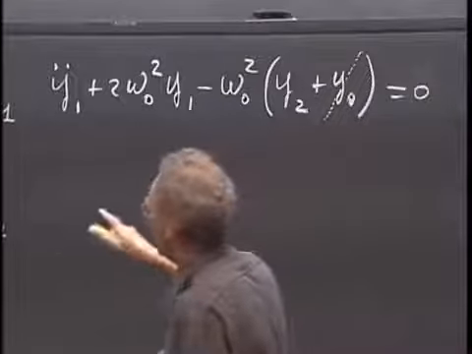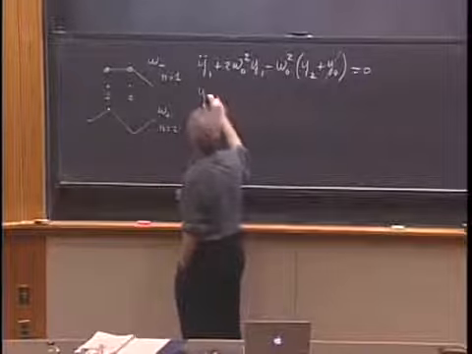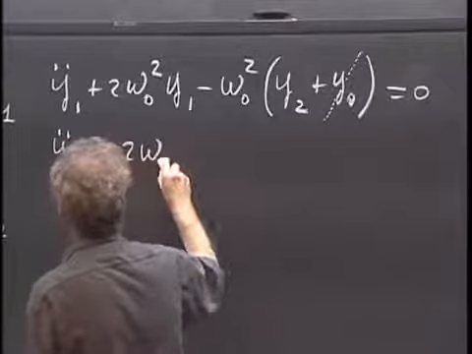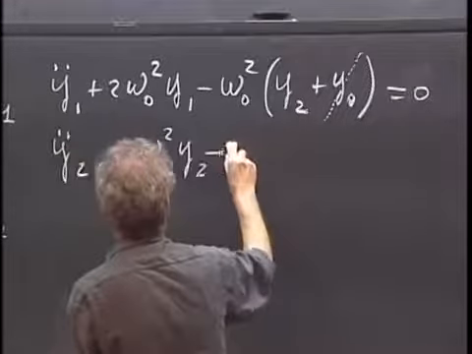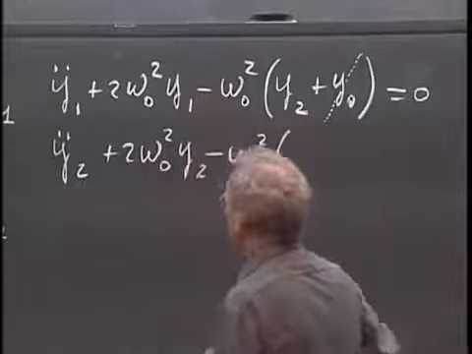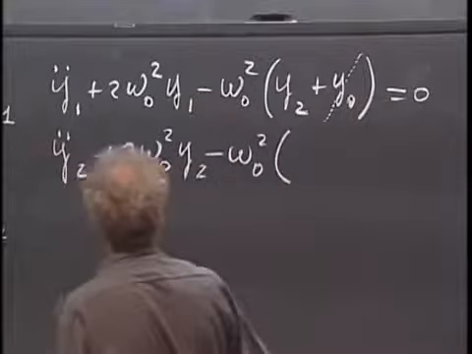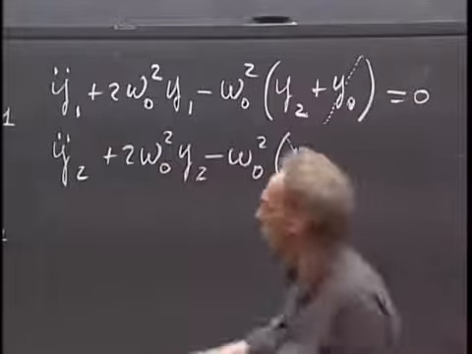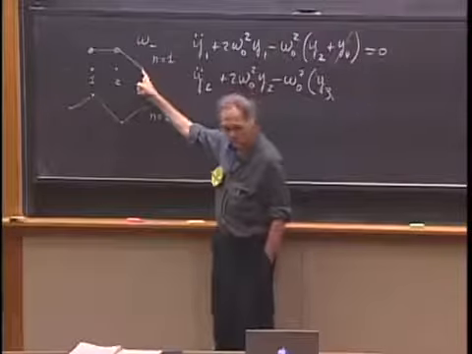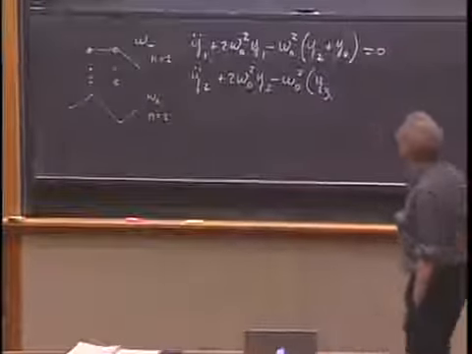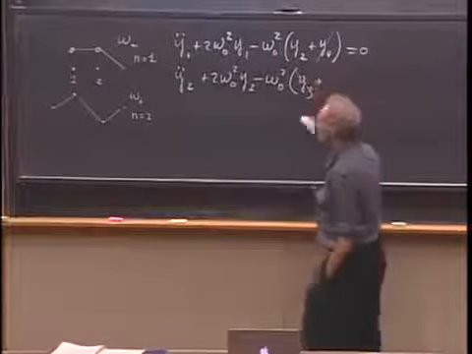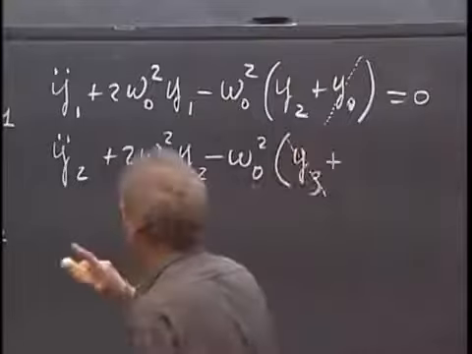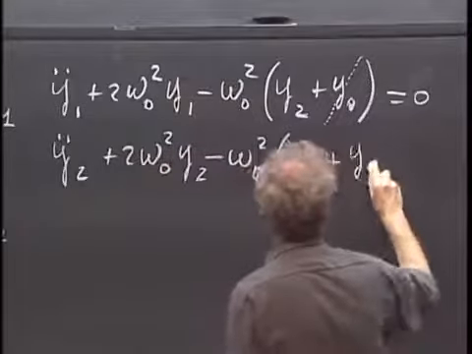Now we go to the second particle, and so we get y2 double dot plus 2 omega 0 squared y2 minus omega 0 squared. And now we get first p plus 1, which is number 3, which is y3, which happens to be 0, because y3 is this point, and that's 0, in this specific case, with only 2 objects. And then we get here plus yp minus 1, and that is, by plus 1 we have 2, that is y1. And that is 0.